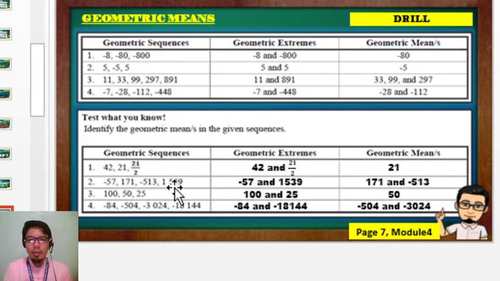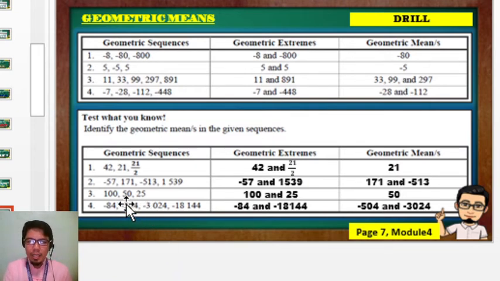Next, in item number 2, find the geometric extremes and the geometric means of the sequence negative 57, 171, negative 513, and 1539. Okay, so the geometric extremes are negative 57 and 1539, while the geometric means are the terms between them. So what are those? 171 and negative 513.